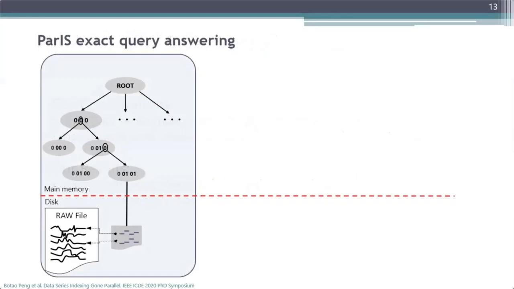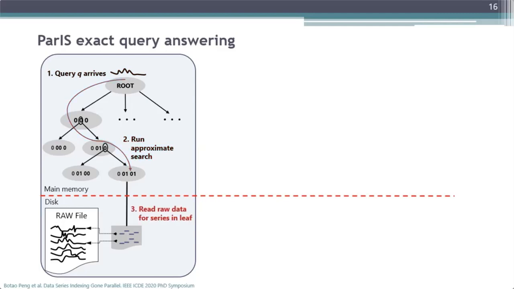Let's see how exact query answering works in Paris. When a query arrives, we run an approximate search, which means we go down the index tree to the most promising leaf. We examine all the series in this leaf, by computing the real distance between the query and the raw data series. And we select as the current best so far answer the one that minimizes the distance to the query. Note that another leaf may still contain a series with an even smaller distance to the query.